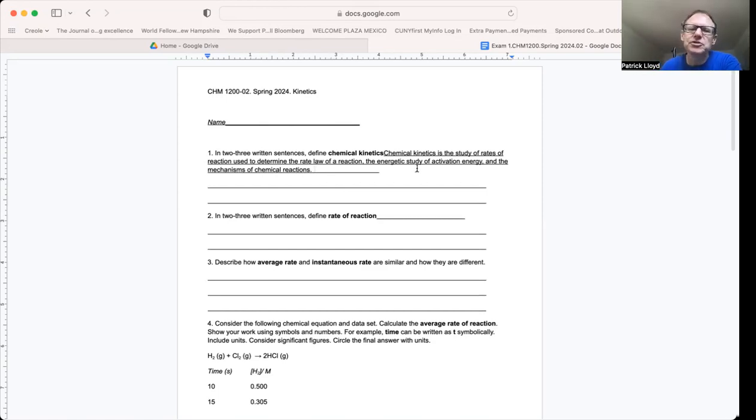We use chemical kinetics to find rate laws. We use it to study the rates of reaction, how fast they are, but we also use it for activation energy studies as well as mechanisms, determining what the mechanism of the reaction is.